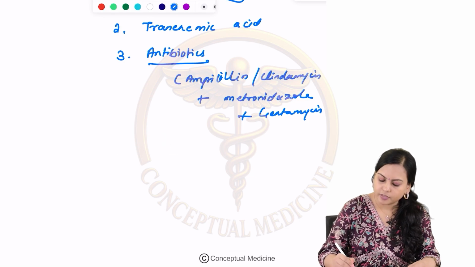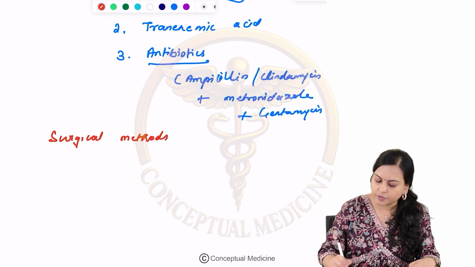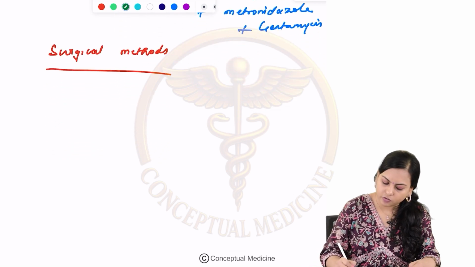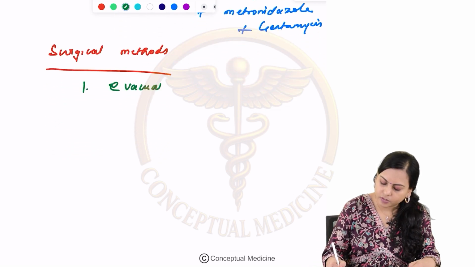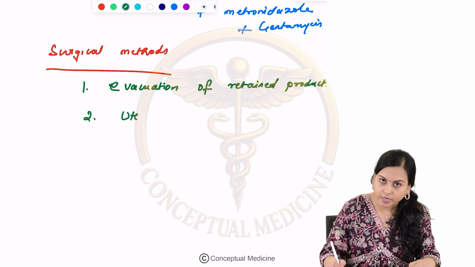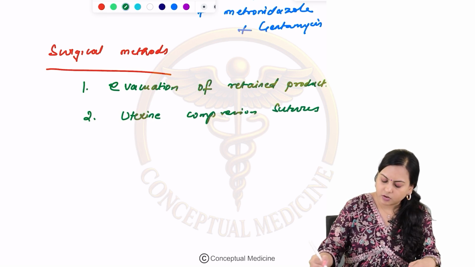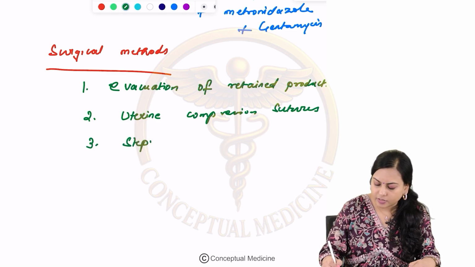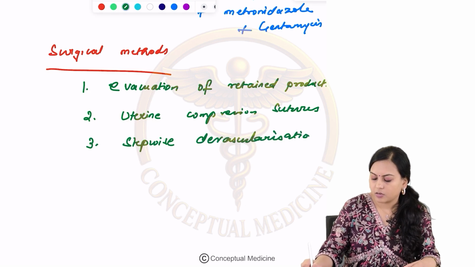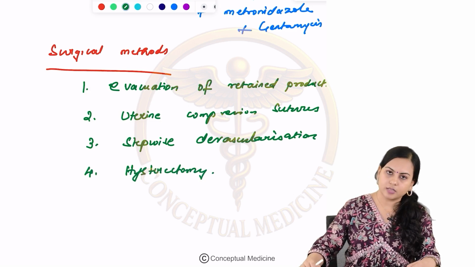Right. And the next mode of management is surgical methods. So, surgical procedures include, if there is retained product of conception, you have to go for evacuation of retained products. Then you can even try uterine compression sutures or stepwise devascularization. And rarely, very rarely, hysterectomy may also be needed.